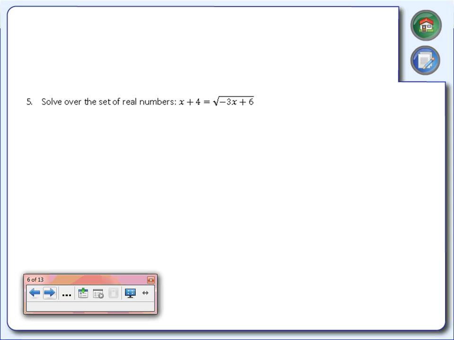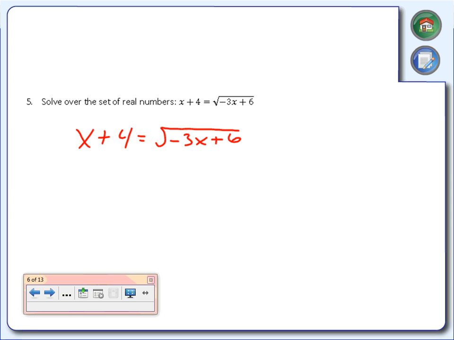Okay, number 5. They asked us to solve this equation, which is pretty much like the assignment that I gave you on Friday. I want to know what's the solution to this equation here. So here's what we did on Friday. We said, first of all, we're going to make sure there's nothing outside of the square root, which it looks like we're okay here.